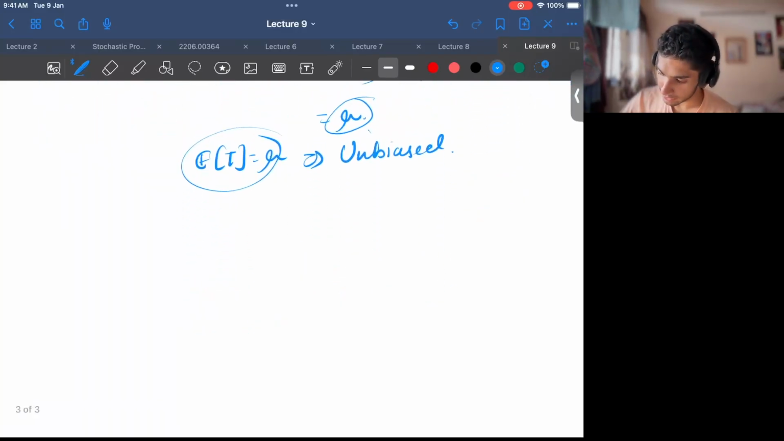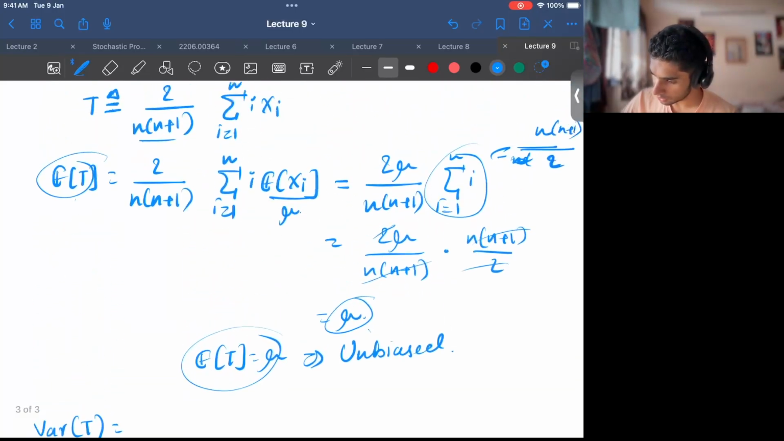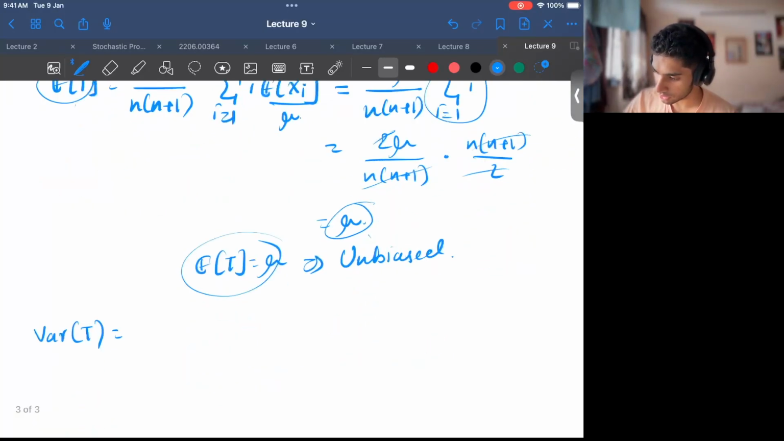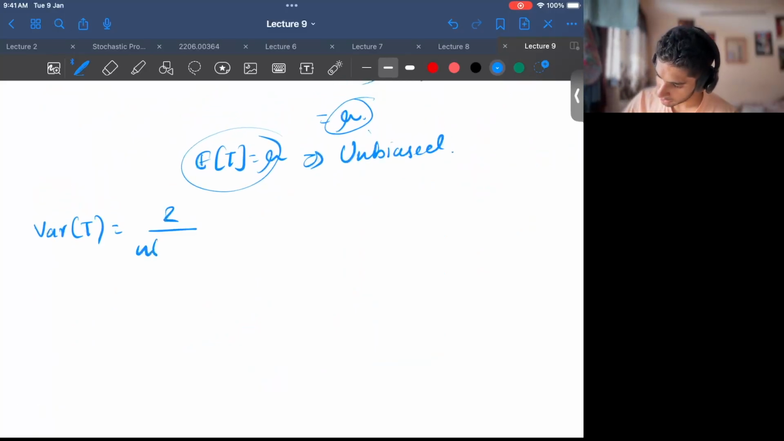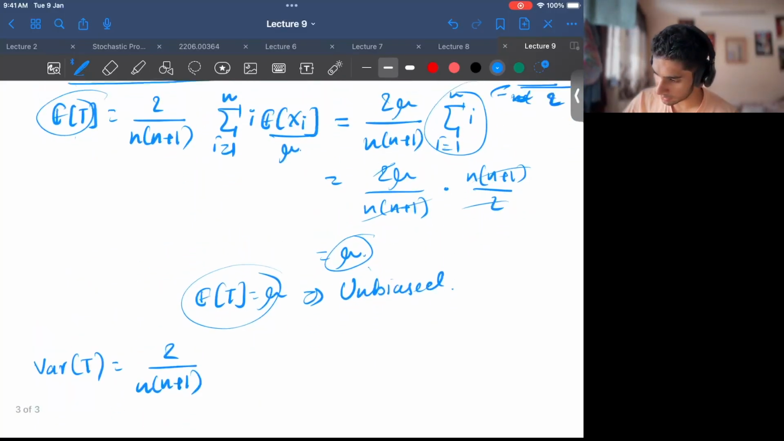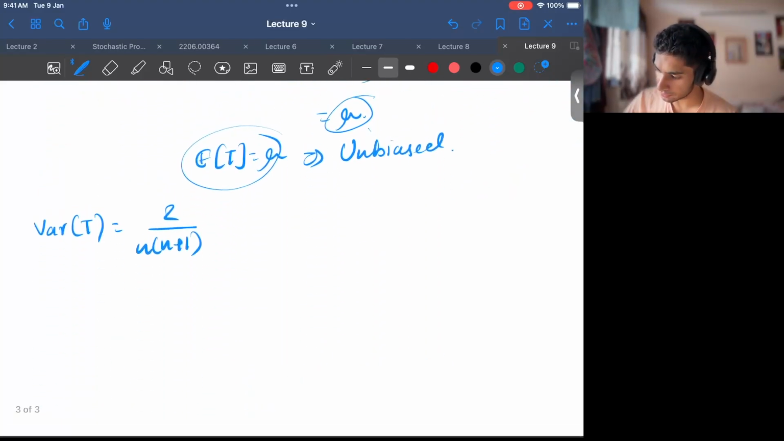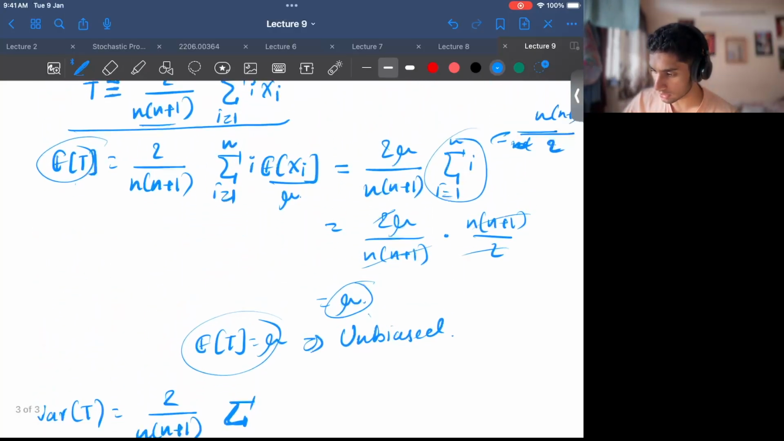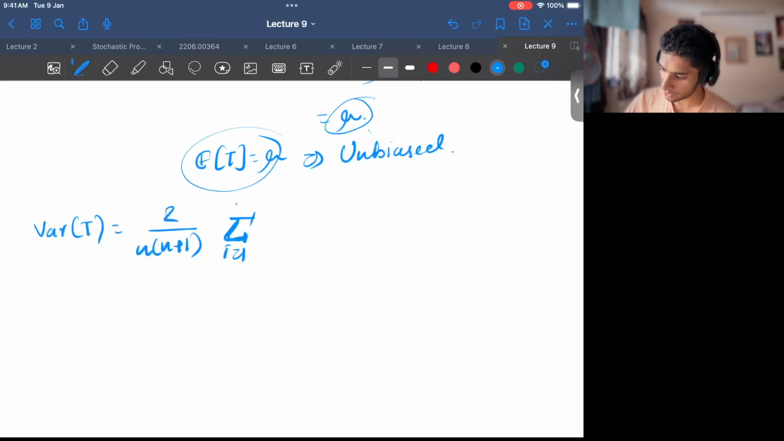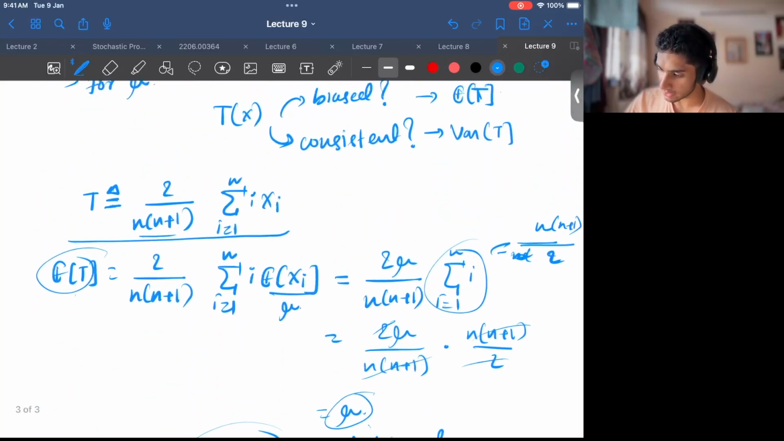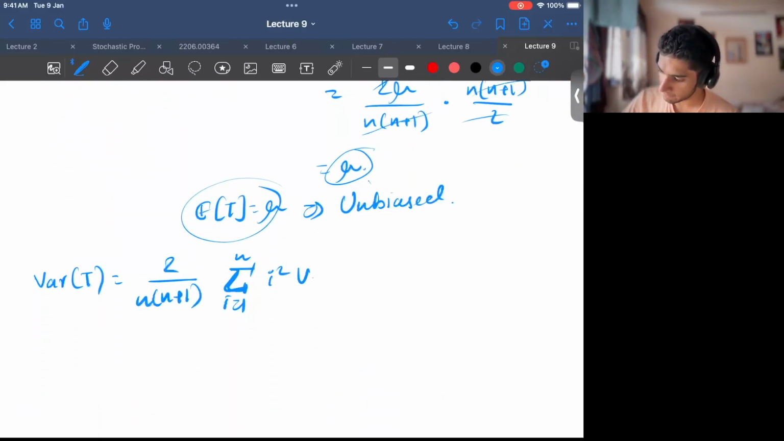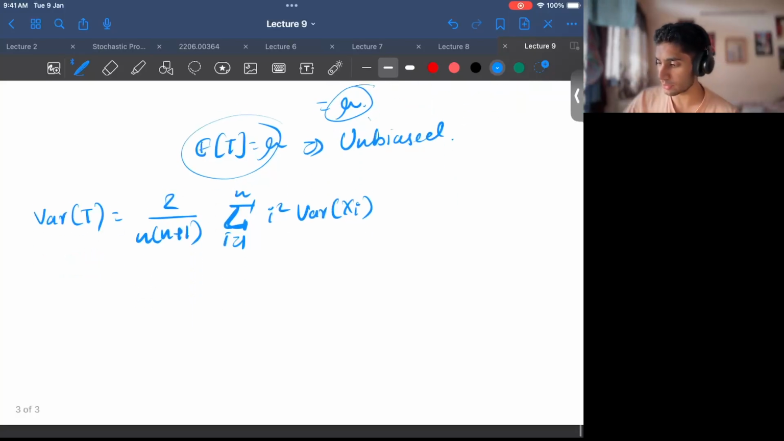Now let us look at the variance of t. What is the variance of t? Again, by using the properties of variance, what will this be? This is a constant, 2 over n into n plus 1, squared, that will just remain outside. And these are IIDs, so we don't need to look at the cross terms. So this will become summation over i equal to 1 to n of variance of i xi. Since i is a constant, it will come out as i squared times variance of xi.